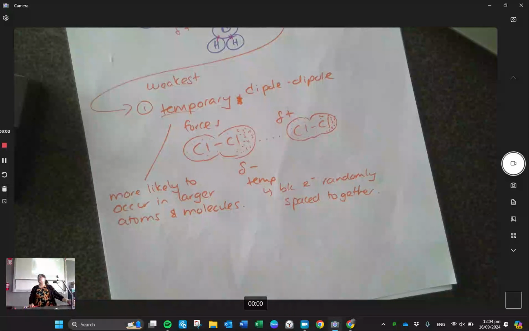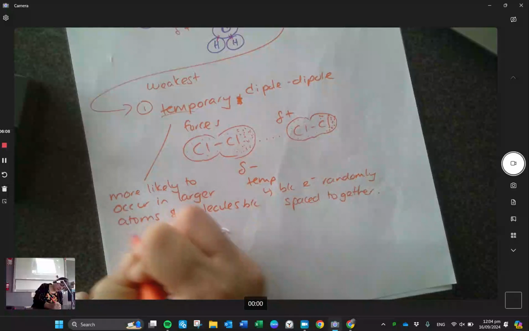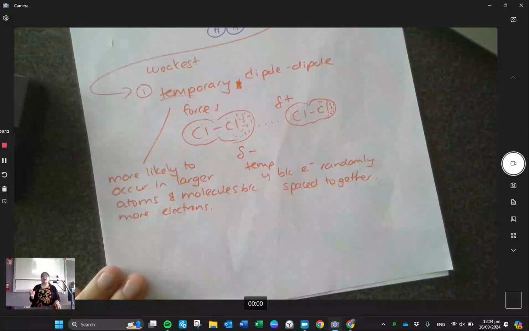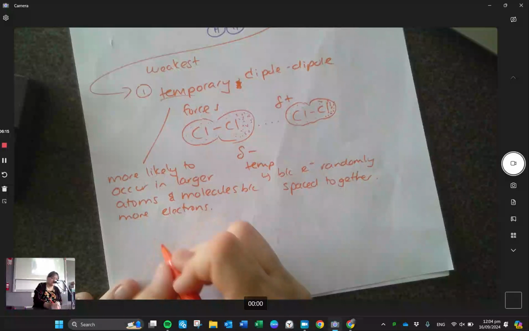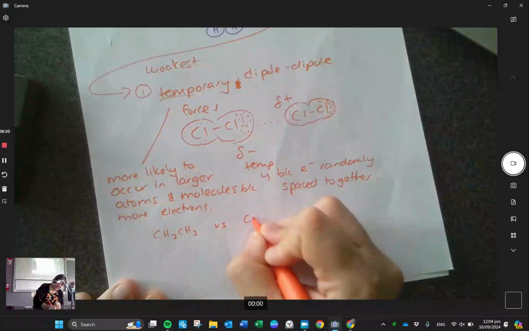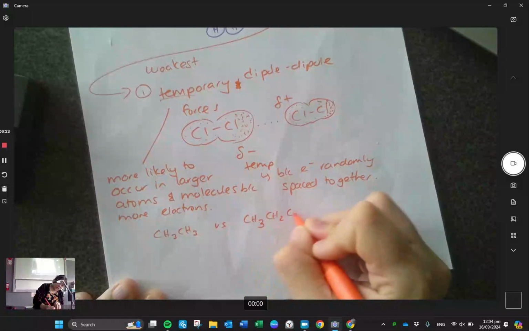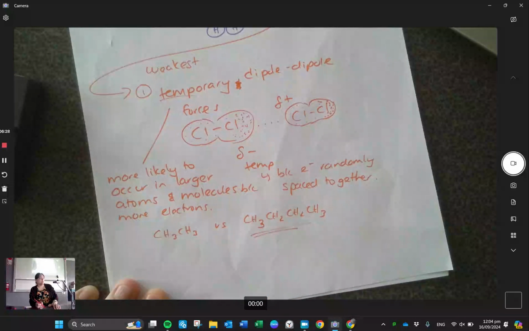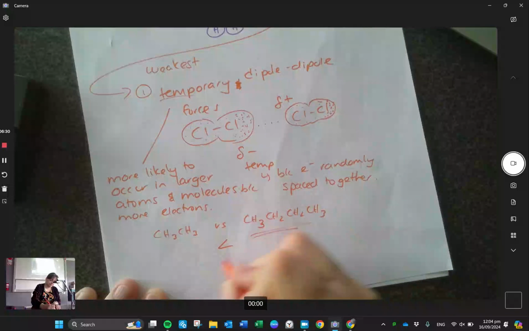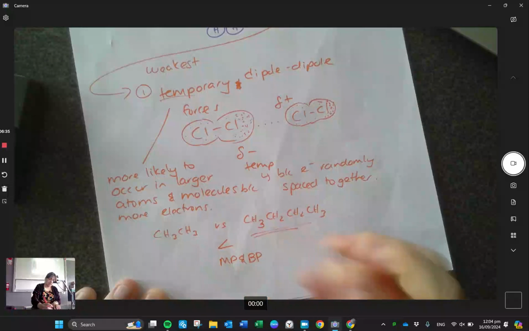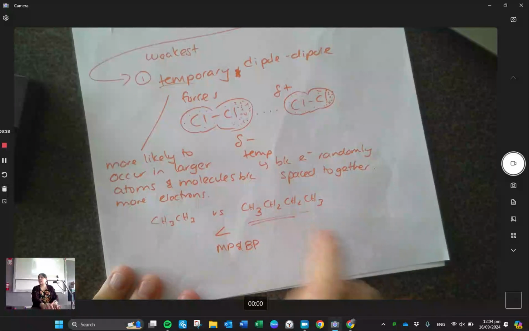And that again has to do with the fact that you have more electrons there. So if I was comparing two nonpolar substances, say for example, CH3, CH3 versus CH3, CH2, CH2, CH3, this one's going to have a higher melting and boiling point, because it has more electrons. The larger molecule is more likely to have that unequal distribution.